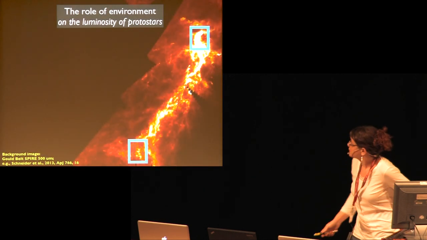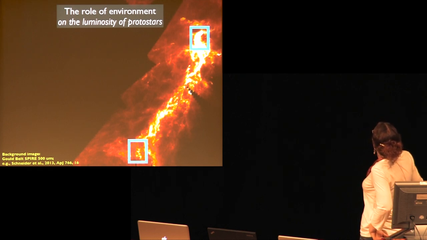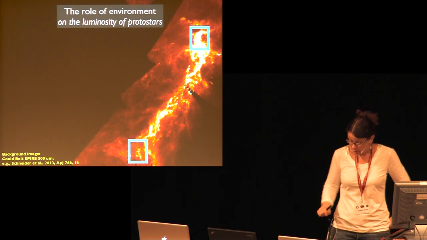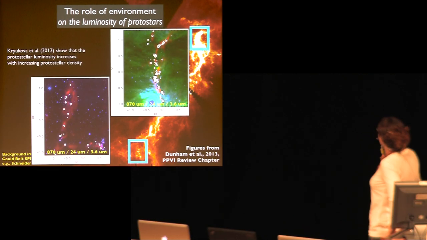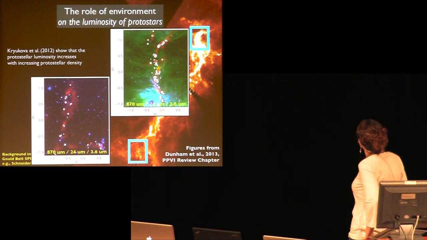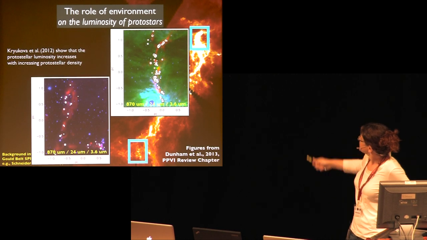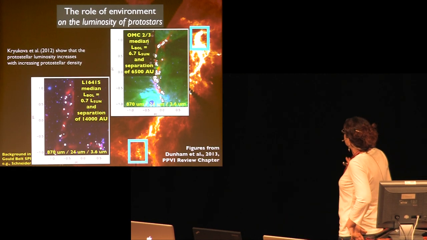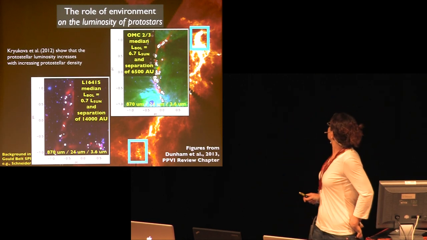So we want to quantify this a little more. This is the region, the northern portion of the integral-shaped filament that I just showed, and we're going to compare it to a less actively star-forming region further south, but still in Orion. We identify our protostars, and in this region they're tightly packed along the filaments, and then we want to measure our luminosities and so on. Here the little points indicate the protostars, and we find that indeed the luminosities are higher, and the mean separations are lower in a more actively star-forming region.